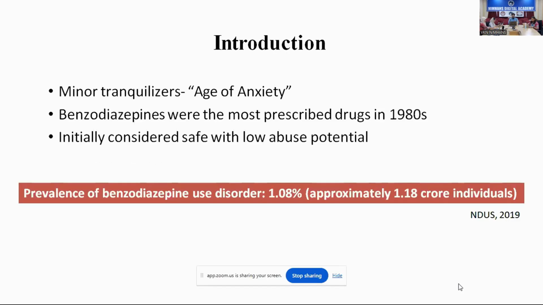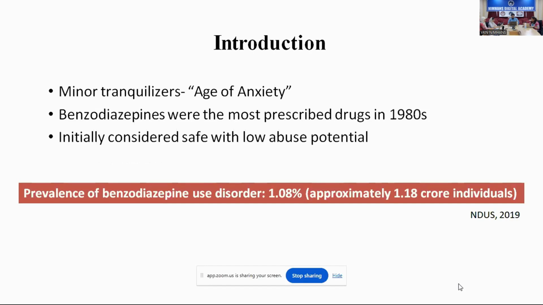The age of anxiety was in 1980s, where benzodiazepines were the premier minor tranquilizers, and it was initially marketed as a safer alternative to barbiturates. Because barbiturates, when initially produced, I think by the brand name Barbital in 1903, had a very low therapeutic index and overdose was very frequent with them, which resulted in respiratory depression and death.